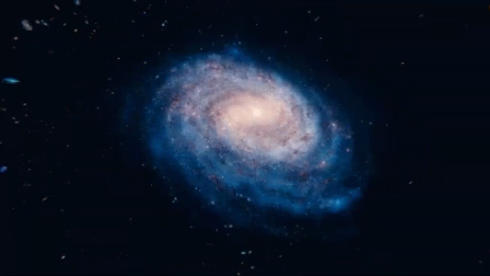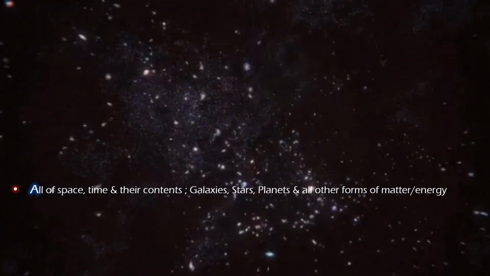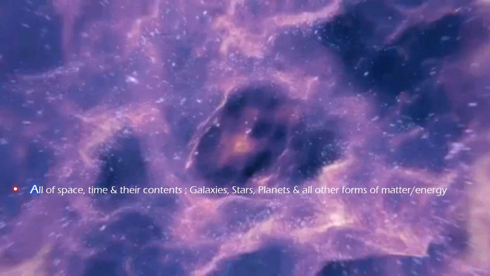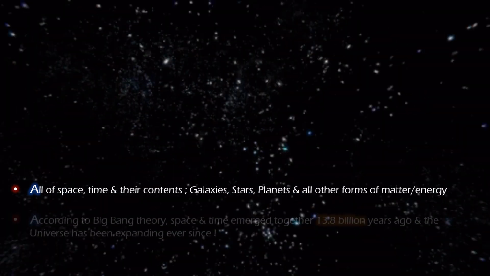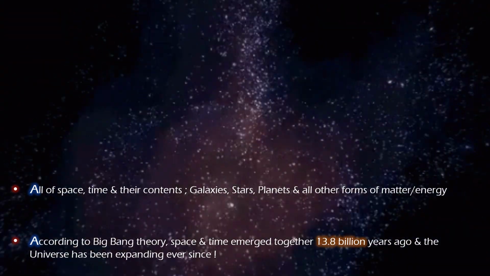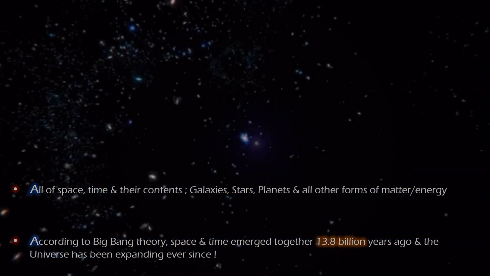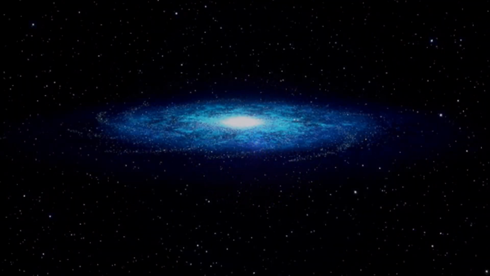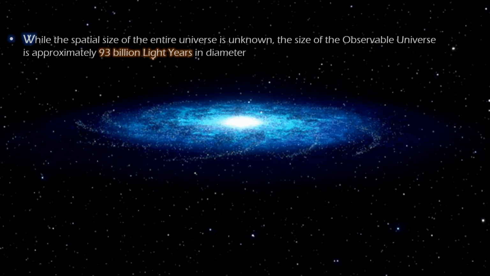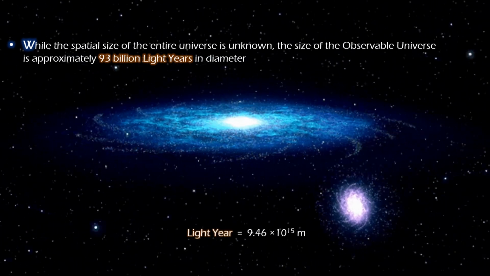Talking about the universe, it is essentially all of space, time, and their contents, which are galaxies, planets, stars, and any other forms of matter and energy. So we know, as per the Big Bang theory, space and time started to exist 13.8 billion years ago, and the universe has been expanding ever since. While we do not have any particular idea about the size of the observable universe, what we can approximately predict is that its diameter is 93 billion light years across.